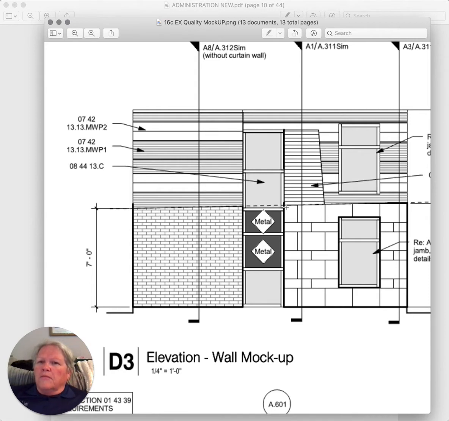So a mock-up will look at all the conditions that are on the plans where dissimilar materials are meeting, such as brick and metal, sheetrock and stucco, any metal panels next to brick. They all have varying tolerances, and they have varying surfaces.